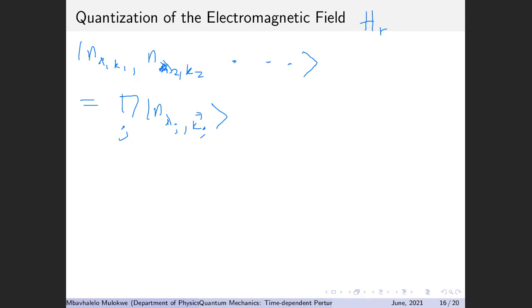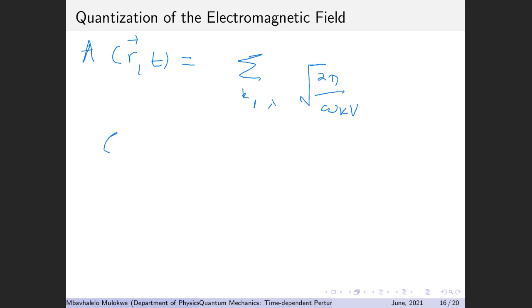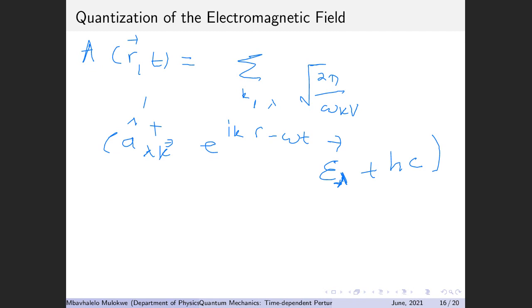So let's go back and rewrite our, let's start by rewriting the vector potential in terms of the creation and annihilation operators. So you get A of r, t given by a sum over k, lambda of square root of 2 pi over omega k V, times a lambda k dagger e to the i k dot r minus omega t, times the polarization vector epsilon lambda, plus what we call the Hermitian conjugate. But now, unlike in the classical treatment that we just did, where I think we just had only A0, these are operators that can act on the vacuum.